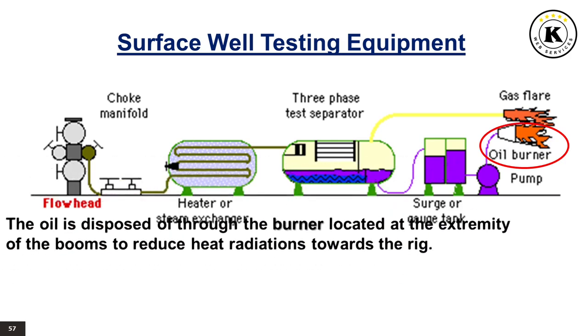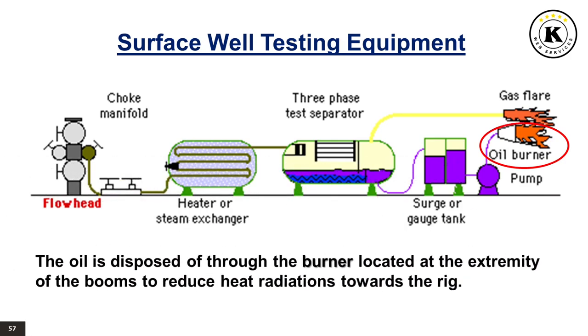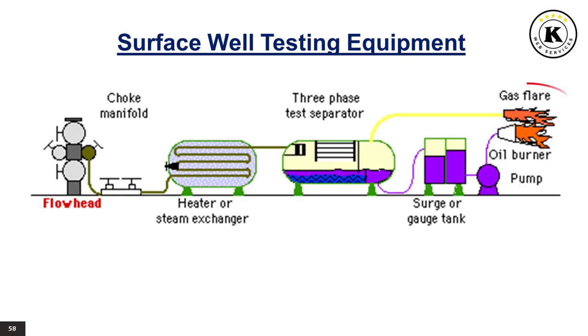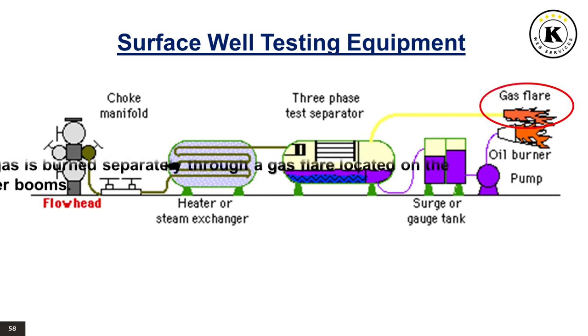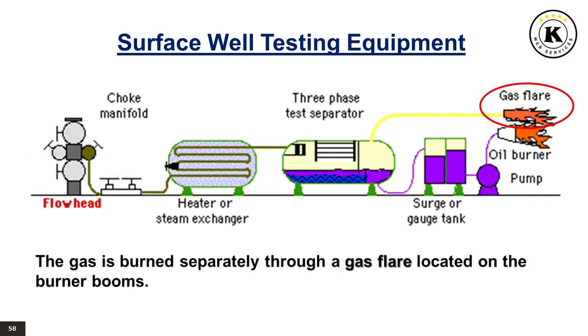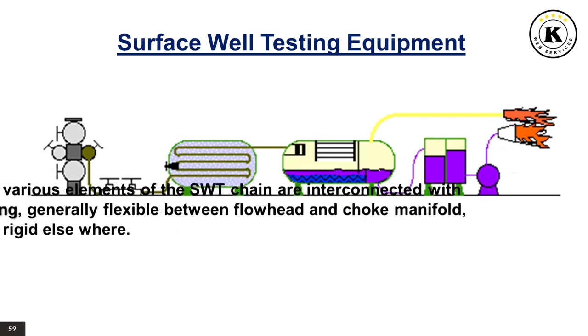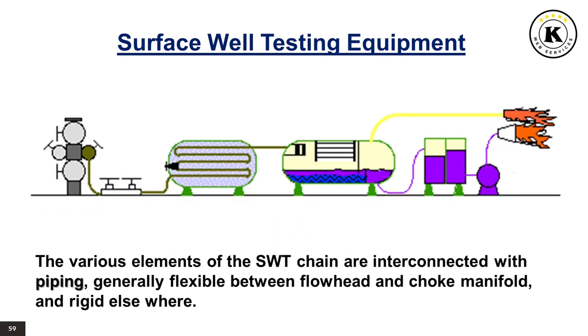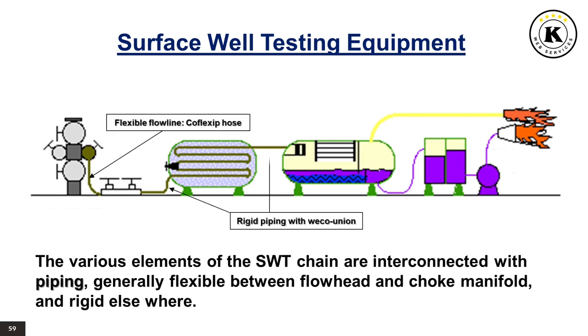The oil is disposed of through the burner, located at the extremity of the booms, to reduce heat radiations towards the rig. The gas is burned separately through a gas flare, located on the burner booms. The various elements of the surface well testing chain are interconnected with piping, generally flexible between flowhead and choke manifold, and rigid elsewhere.